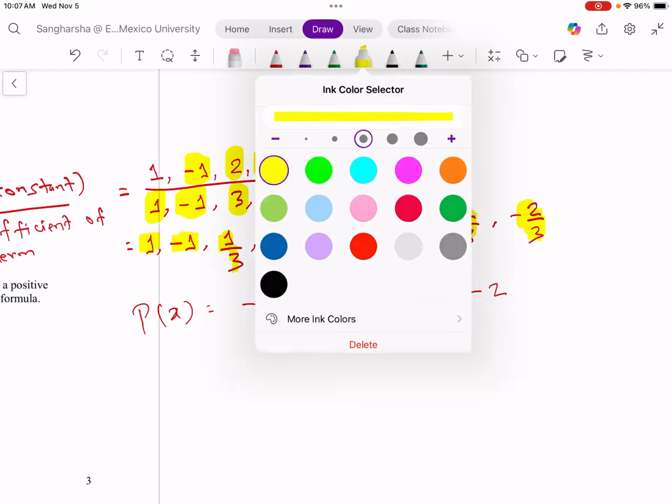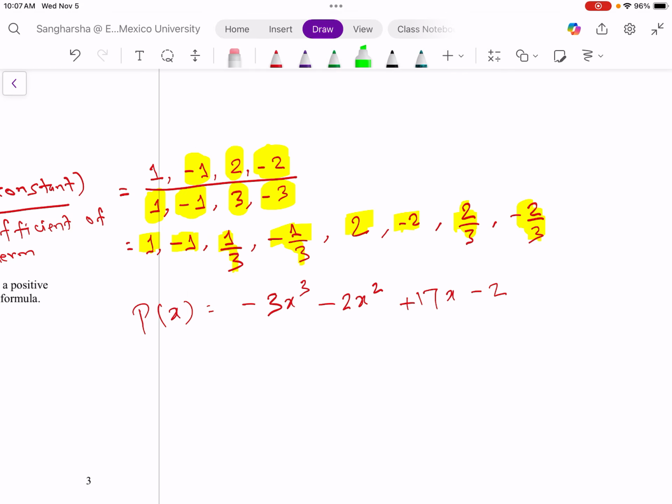So let's start with 1. Let's replace every x of our polynomial function by 1. So this is negative 3, negative 2, that's negative 5, positive 17, positive 12, minus 2, positive 10. So we get 10. So 1 is not a real zero.